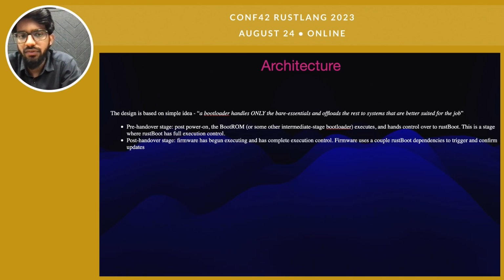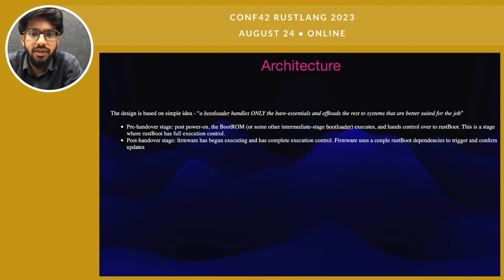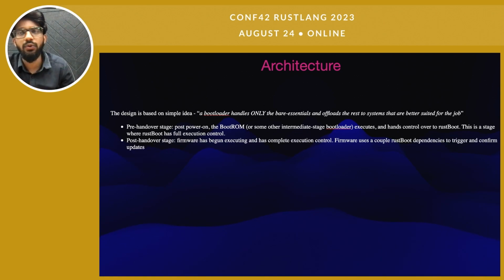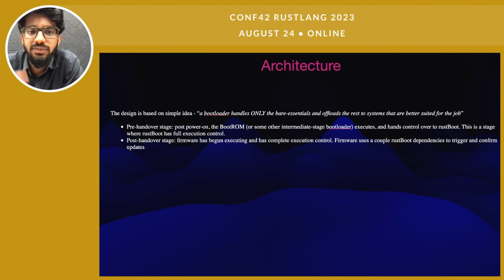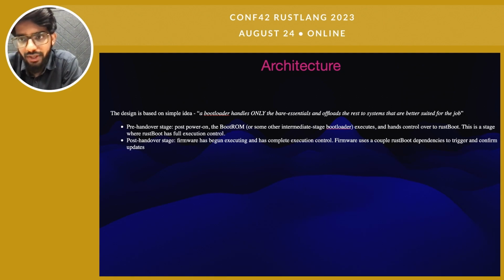Okay, there are two main things here: the pre-handover stage and the post-handover stage. In the pre-handover stage, we have the boot ROM. Boot ROM is the bootloader available in your ROM, which will hand over control to the bootloader. Some other intermediate stage bootloader executes and hands over to our Rustboot. This is the stage where Rustboot has full execution control. Then you have your post-handover stage, where the firmware has begun execution and has taken over execution control. The firmware uses a couple of Rustboot dependencies to trigger and confirm the updates.